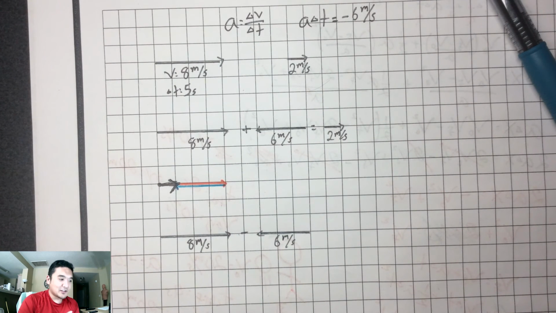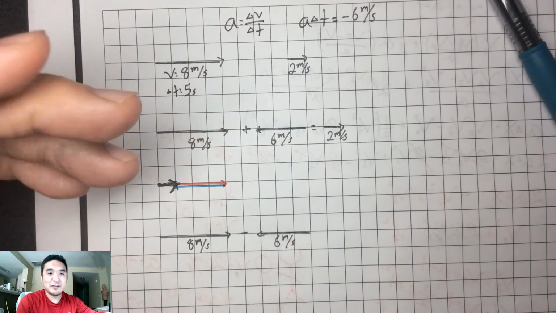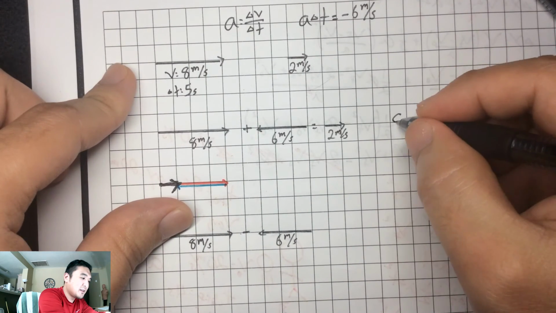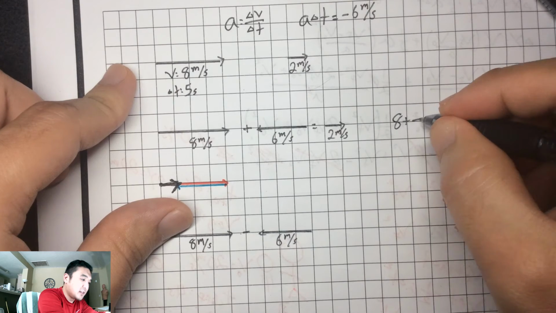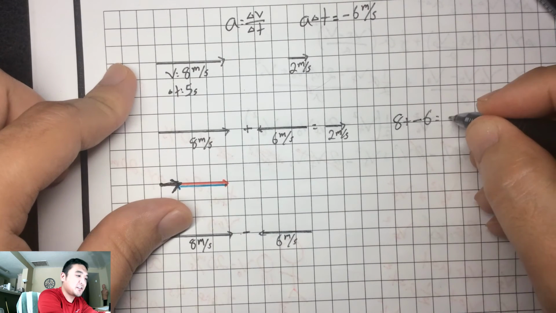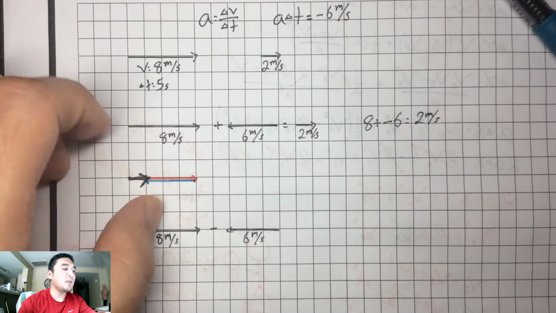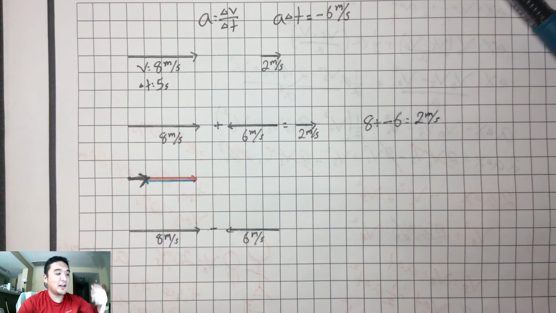Okay? And so, you know, just think about how you do math right now. The problem that we did initially was basically 8 plus -6. That's what it was. 8 plus -6 is 2 meters per second, to keep the units on there. The problem we have now is saying 8 minus -6. Well, how does that work with math? Negative.